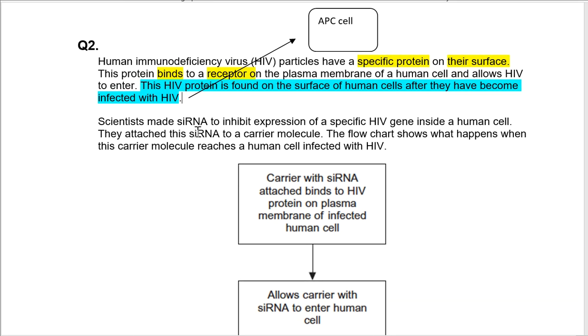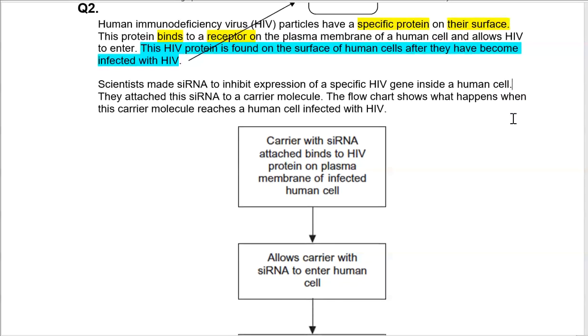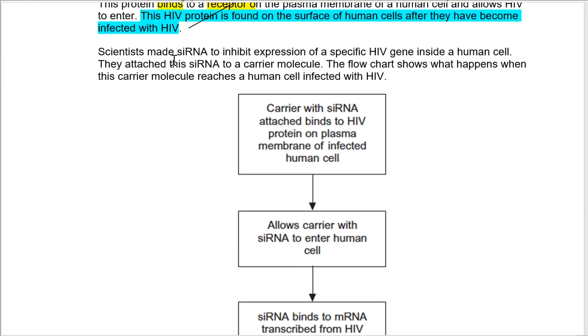Scientists have made siRNA, so these are interfering RNA, to inhibit gene expression of a specific HIV gene inside a human cell. So how will that work? This requires our knowledge of siRNA and also our A-level knowledge of how HIV infects the human body. They attach this siRNA to a carrier molecule.